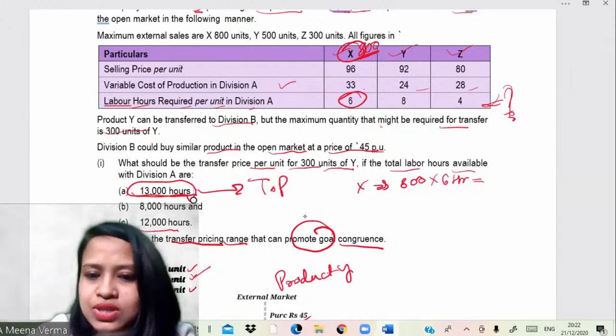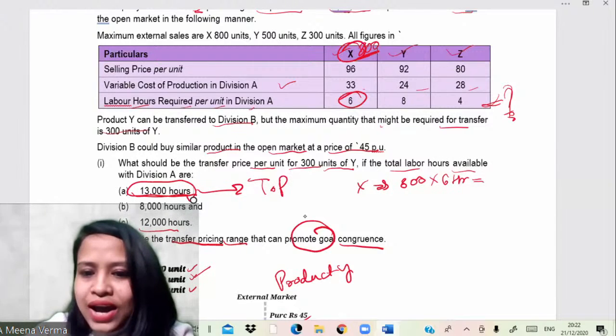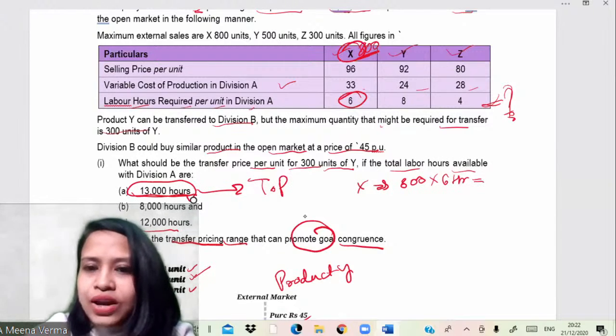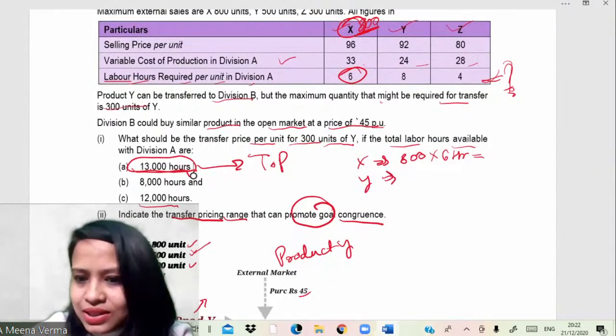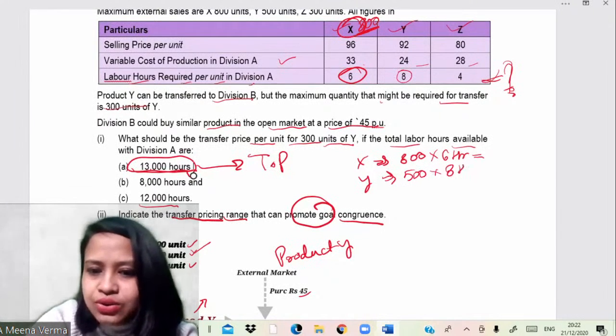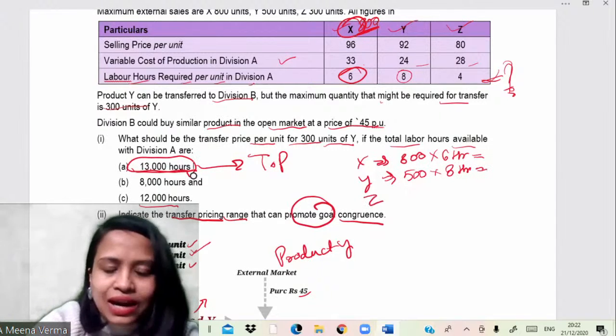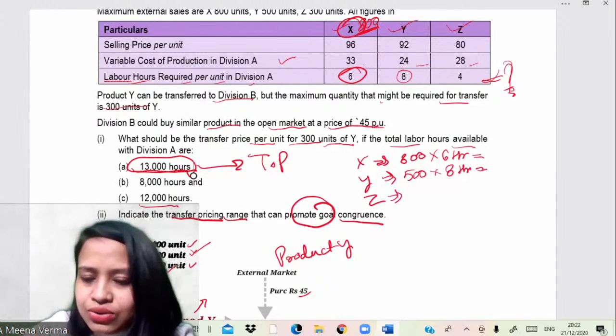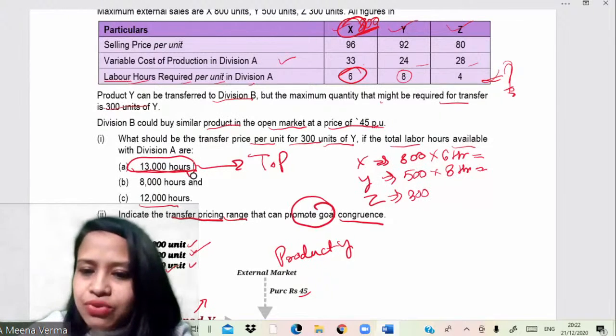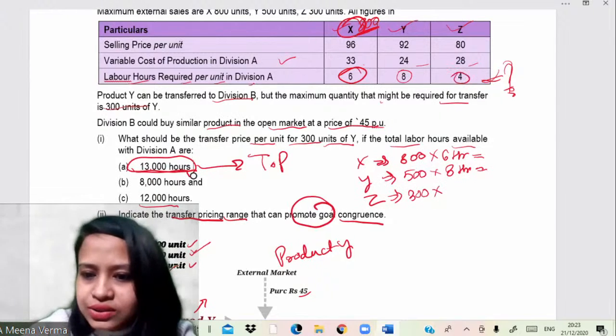Then for producing Y, you are producing 500 units, and for 1 unit you need 8 hours. Okay, 8 hours. For Z, you need to produce 300 units, and for 1 unit you need 4 hours.